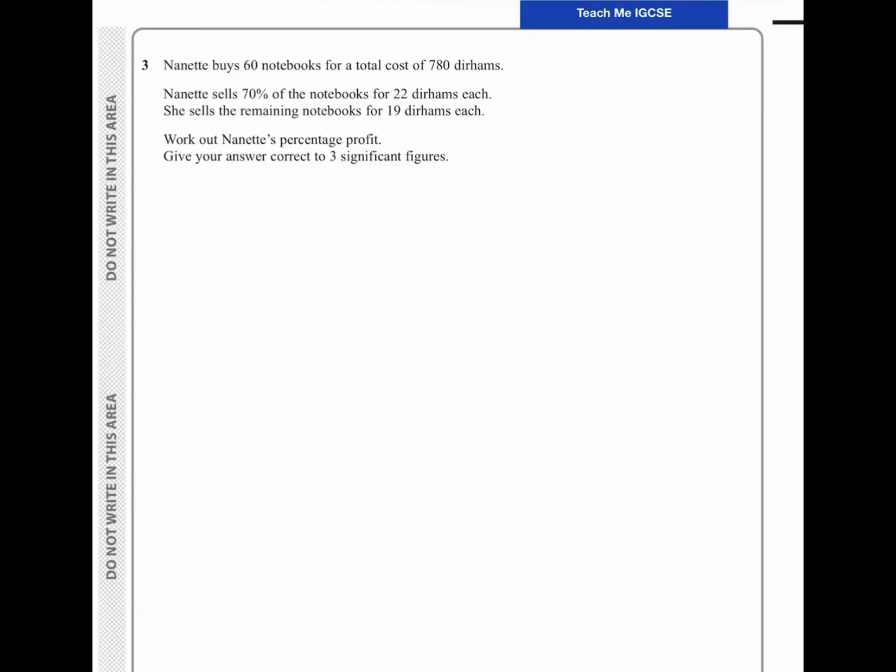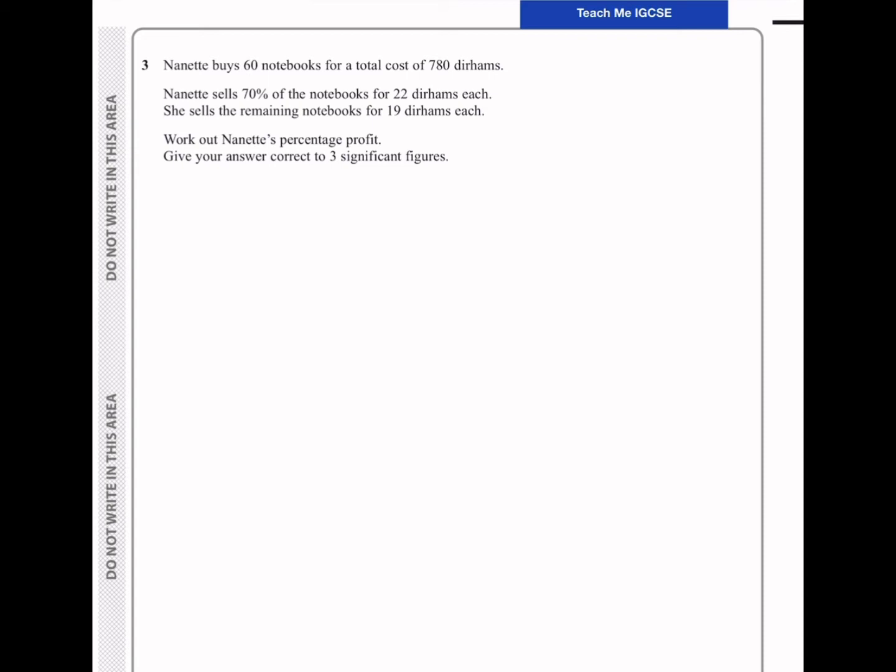Moving on to question 3. Nanette buys 60 notebooks for a total cost of 780 dirhams. She sells 70% of the notebooks for 22 dirhams each. She sells the remaining notebooks for 19 each. Work out the percentage profit and give your answer to 3 significant figures.